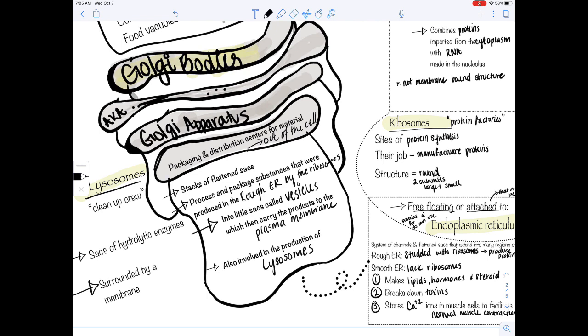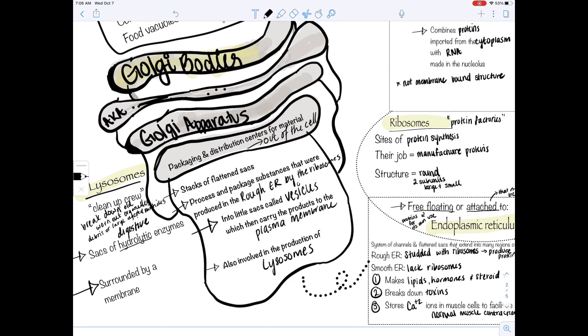Your Golgi bodies are also involved in the production of lysosomes, which are our cleanup crew. Lysosomes are sacs of hydrolytic enzymes. Hydrolytic basically means that they're digestive enzymes. They're going to break down old, worn-out organelles, debris, or any large ingested particles. This ability allows the cell to continually renew itself by breaking down and recycling cell parts, and that's known as autophagy.